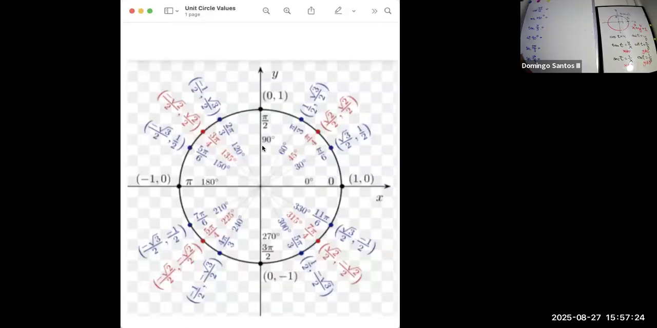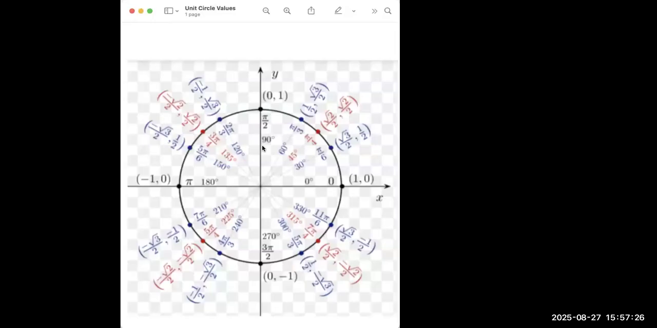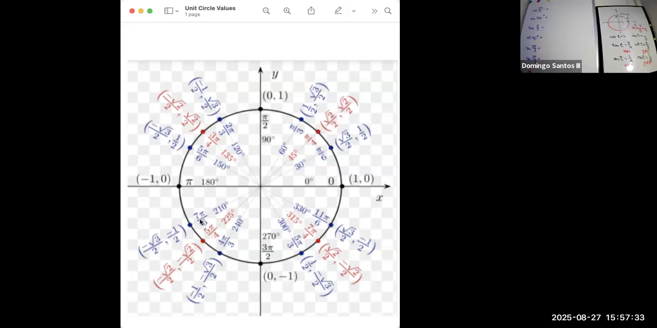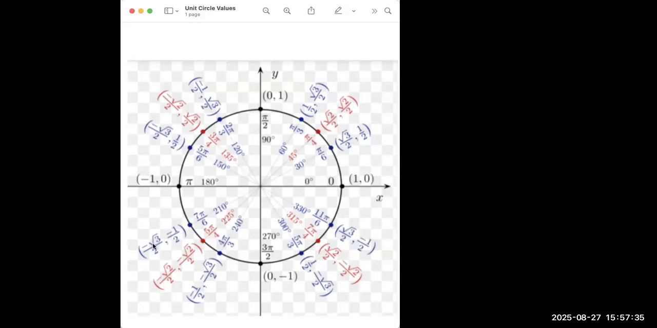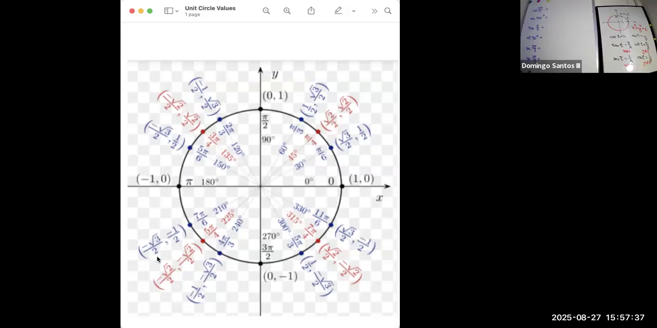Okay, what's cosine 7 pi over 6? Negative square root of 3 over 2. Is that right? Right, very good. So 7 pi over 6 is this one, and cosine will be the x value, which is this one. So negative square root of 3 over 2.